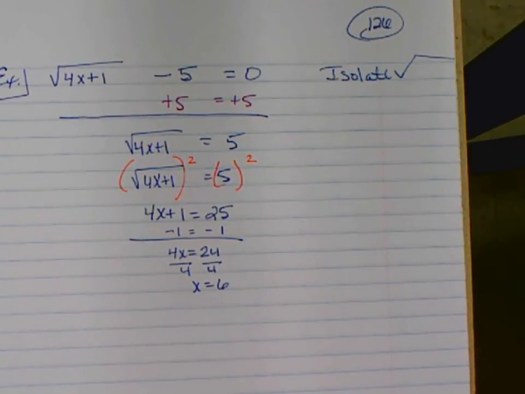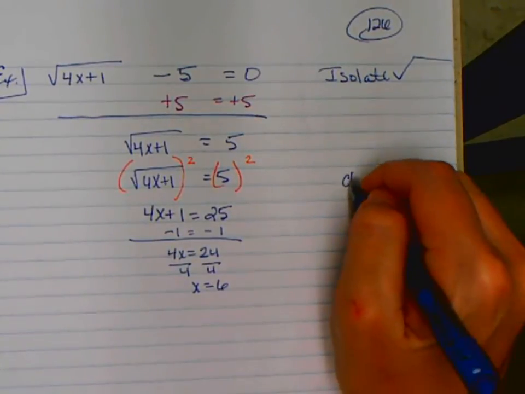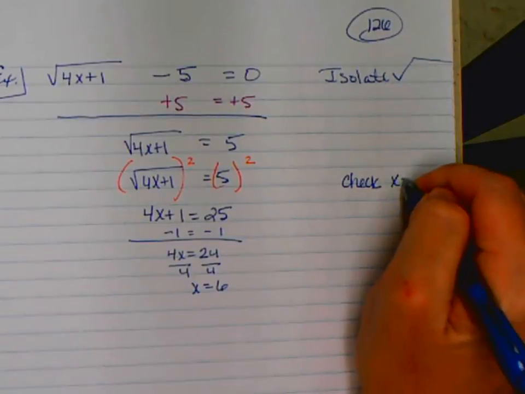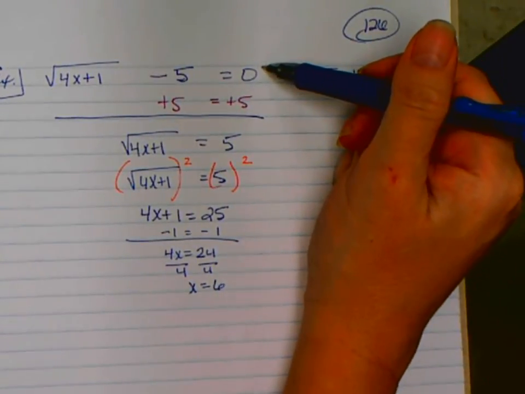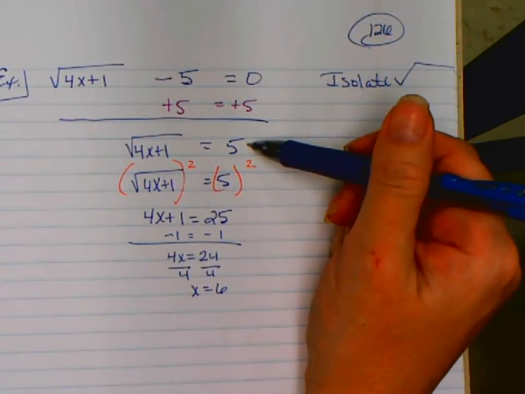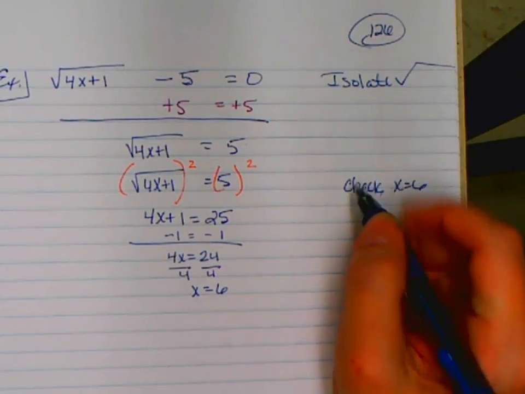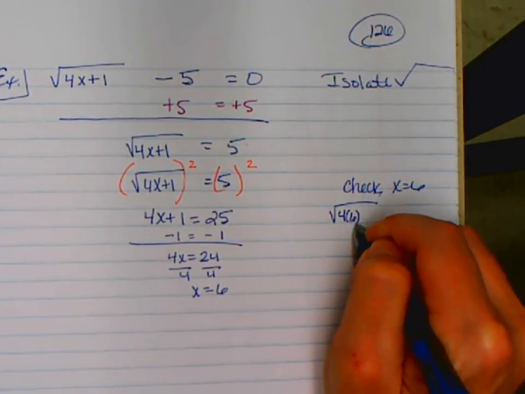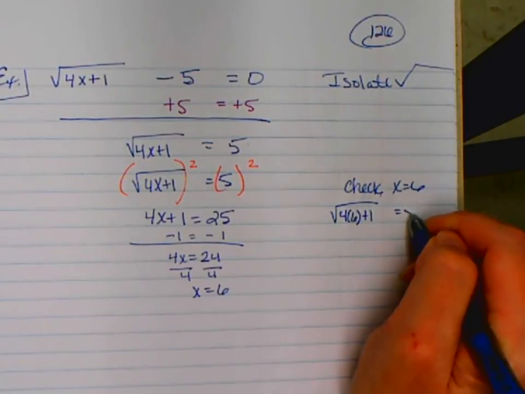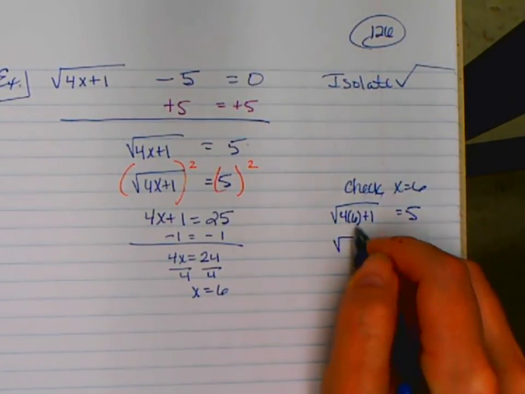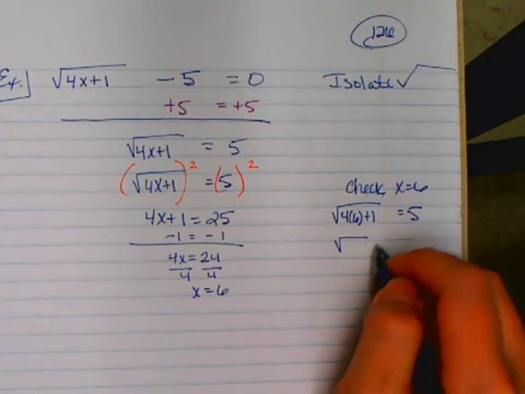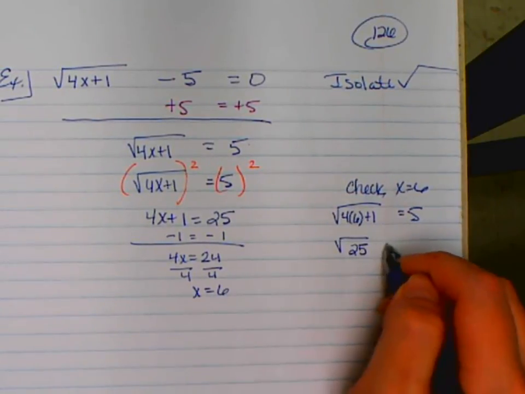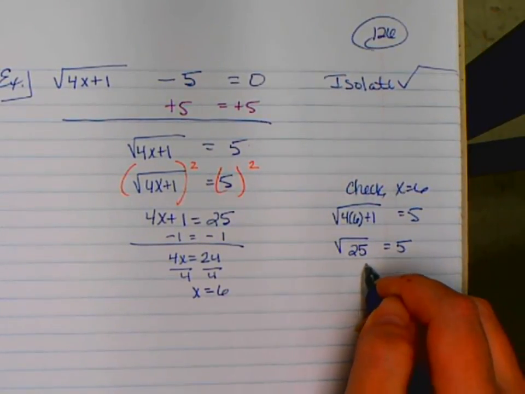Anybody have questions on that? All right, let me just check that real quick. Again, I can check it in the original problem. Personally, I like to check it once we've isolated the radical. So 4x plus 1, that'll be 4 times 6 plus 1 equals 5, which 4 times 6 is 24, plus 1 is 25, and the square root of 25 is 5.